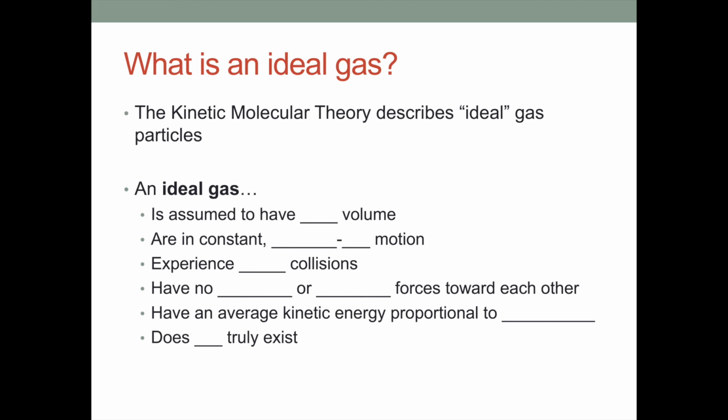So now that we've gone through the 5 postulates of the KMT, we can summarize the characteristics of an ideal gas. An ideal gas is assumed to have zero volume, they're in constant straight line motion, experience elastic collisions, meaning no energy is lost or gained, have no attractive or repulsive forces toward each other, have an average kinetic energy proportional to temperature, and most importantly, they do not truly exist.